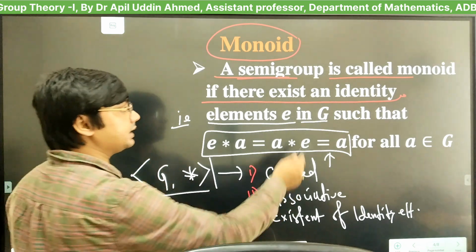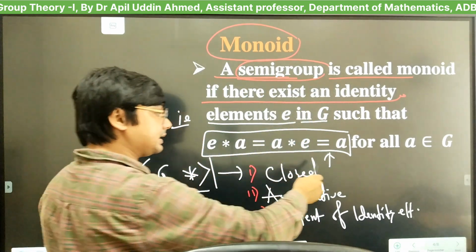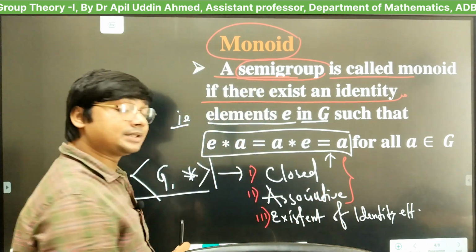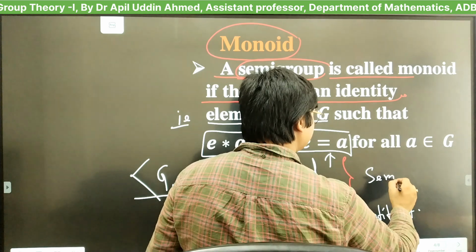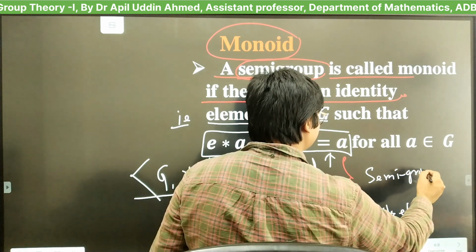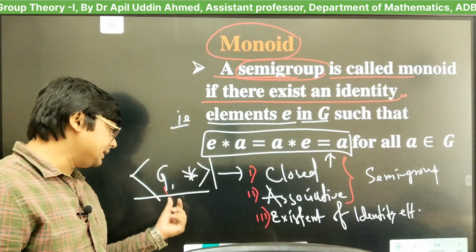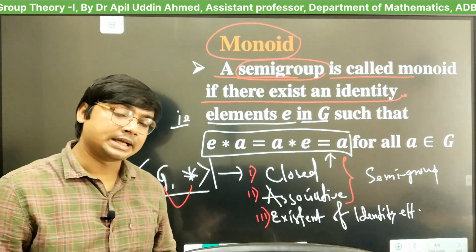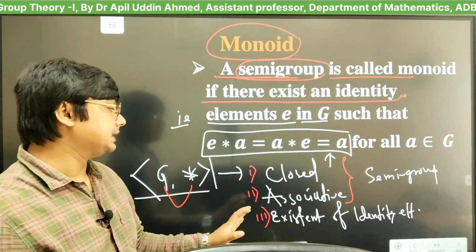That means the first two properties come from the definition of a semigroup. And then moreover, if G has some identity element with respect to this star, then we call this a monoid.